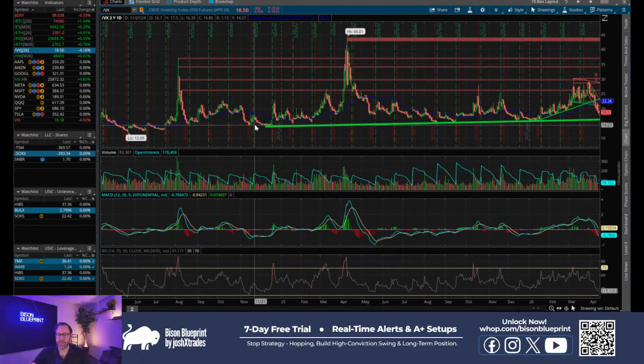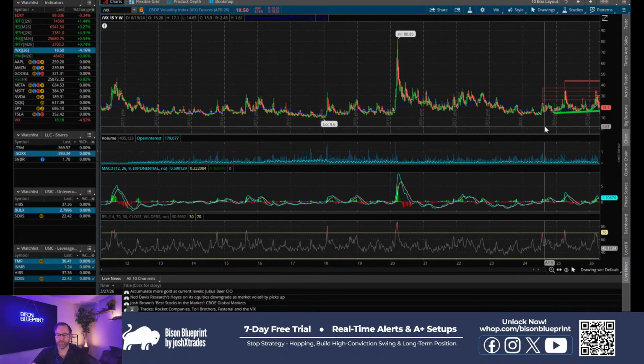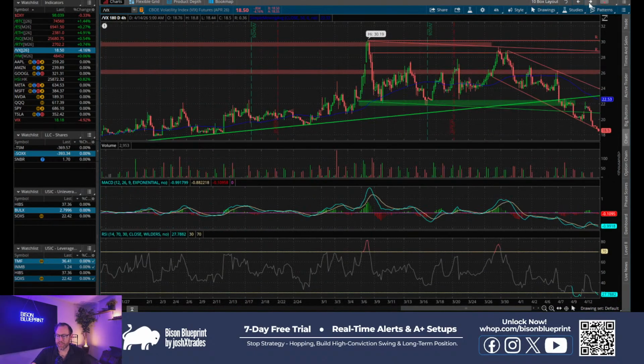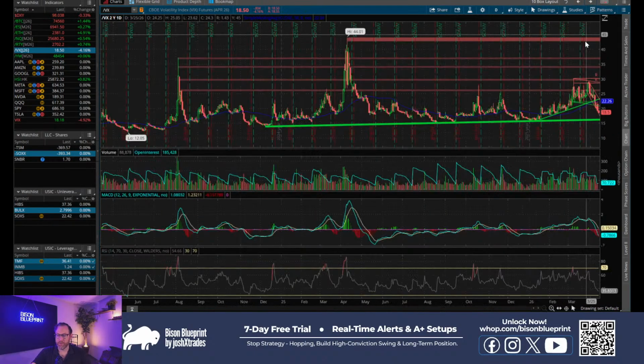I don't really expect it to break that. That would be pretty bizarre for it to break below this super large time frame trend line, but we'll see. So that could really be our indicator for a kind of a top in the market.